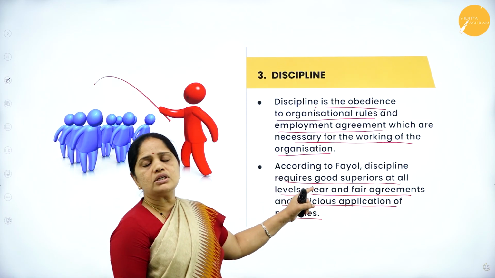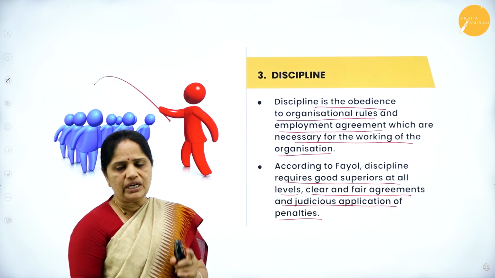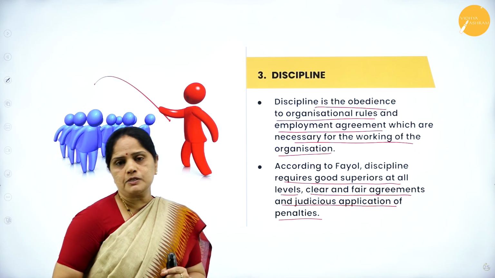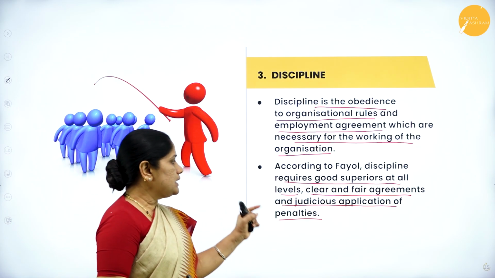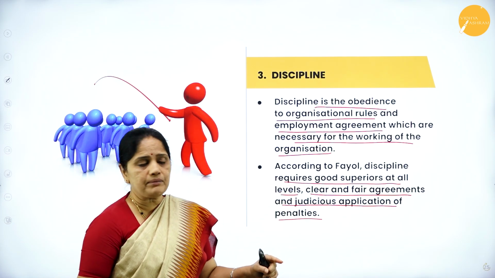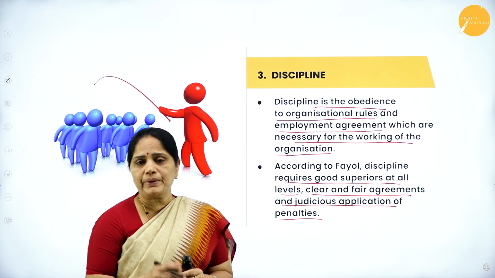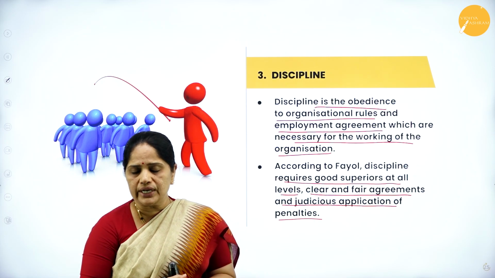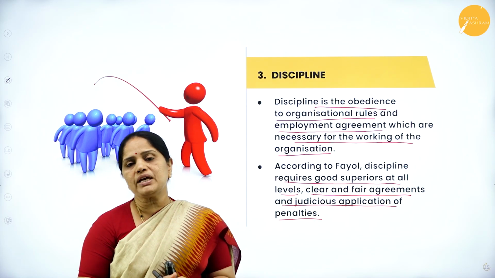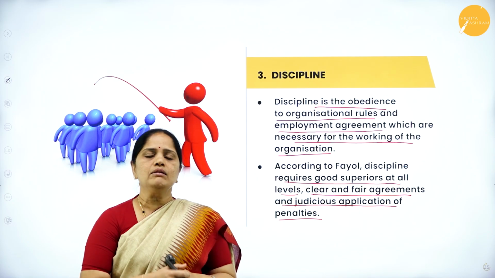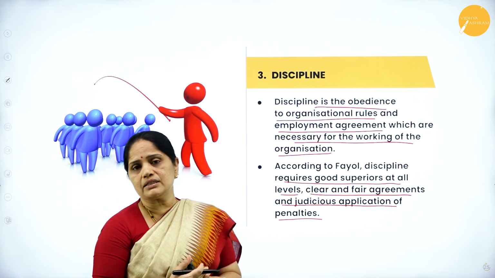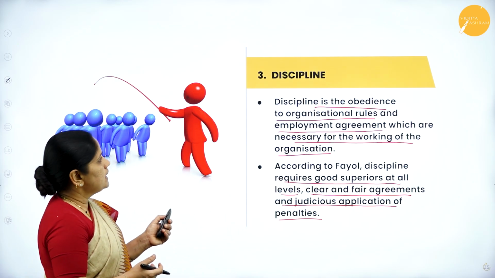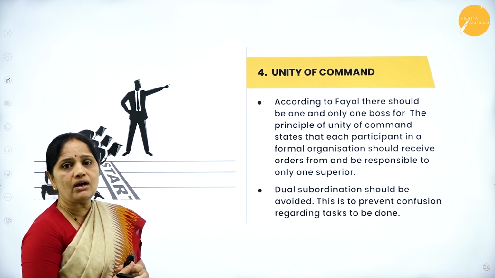So, there should be good superiors at all levels. If you need to have discipline in the organization, there should be good superiors who will respect the rules of the organization, and there will be clear and fair agreements and judicious application of penalties. If any worker breaks any of the rules and regulations of the organization, he should be imposed penalties. Only then will people be scared of breaking the rules and be more disciplined in the organization. Then the fourth one is unity of command.